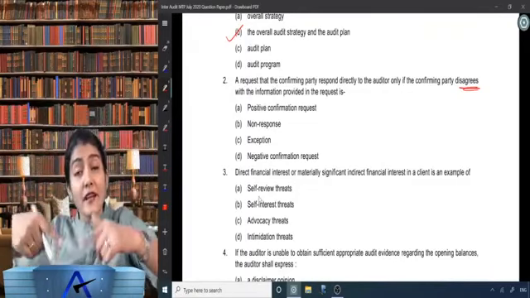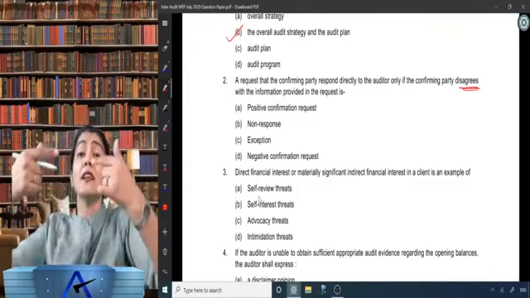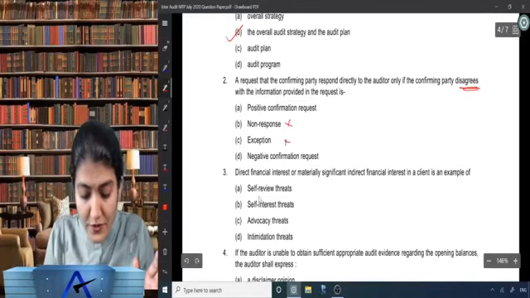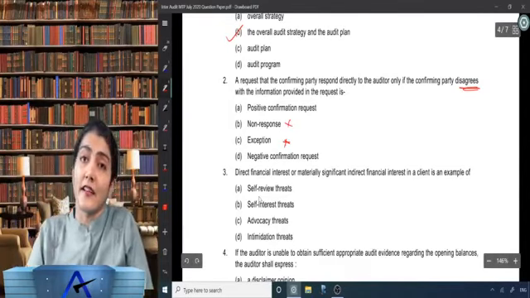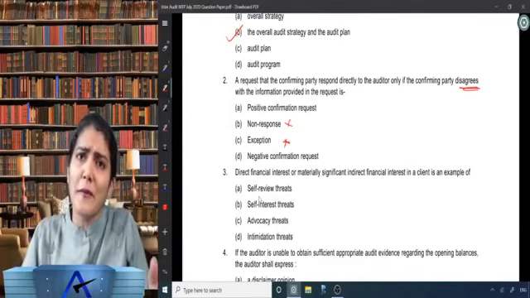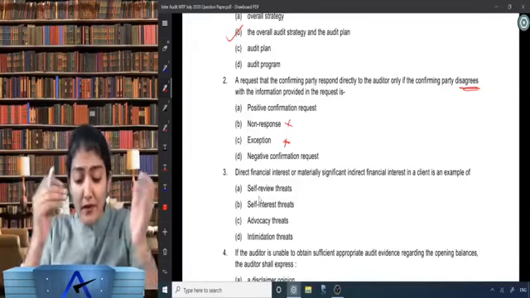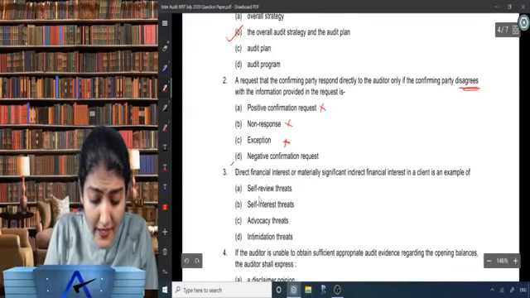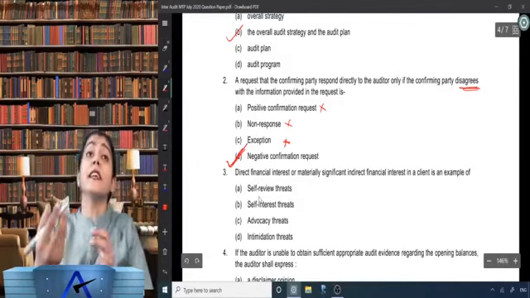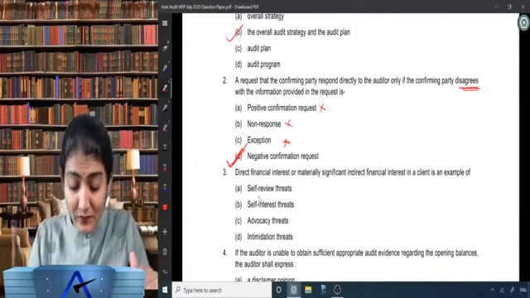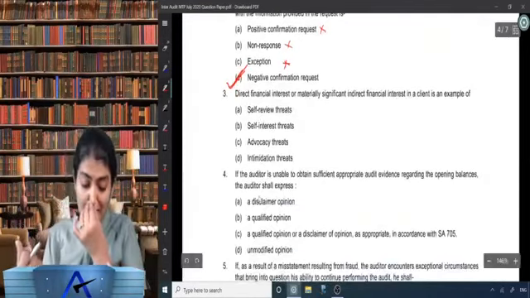And only if it disagrees when it needs to reply, that's an example of a negative confirmation request. So non-response and exception to just anything. They write whatever comes to their mind because they have to create the 4 options over there. So non-response, exception, and then positive confirmation request or the negative confirmation request, right? So negative confirmation request. Okay.